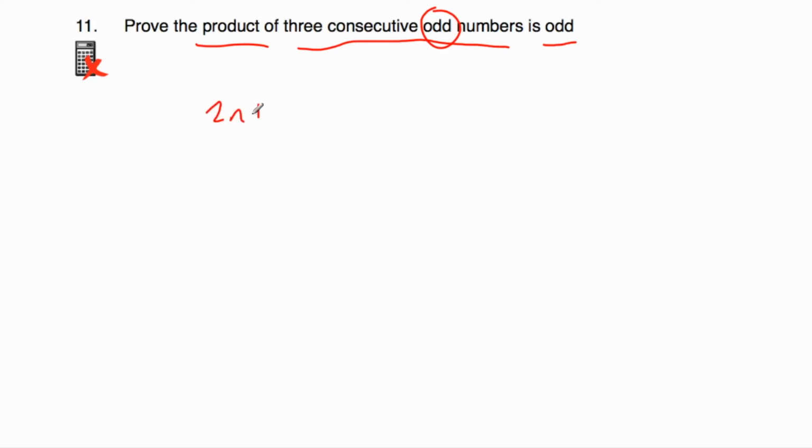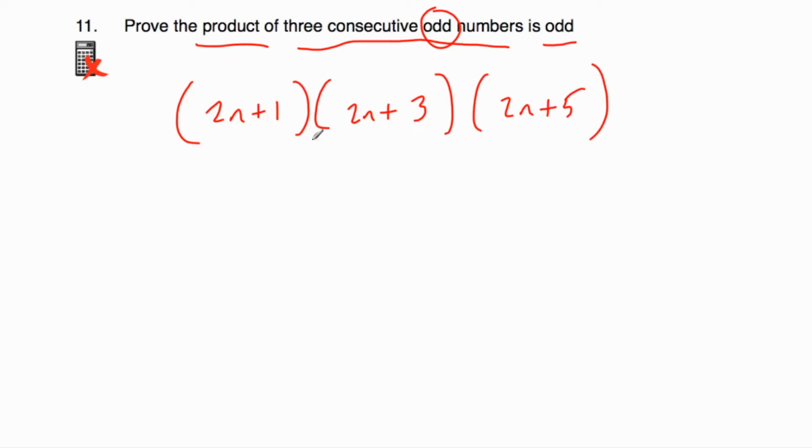So let's choose 2n plus 1, 2n plus 3, and 2n plus 5. So obviously 2n plus 2 would be even and 2n plus 4 would be even. So they are our 3 consecutive odd numbers. And we want to find their product, so we want to multiply them and see what we get. So let's start off by expanding our first pair of brackets. So let's multiply 2n plus 1 and 2n plus 3. And let's get that and then get our result and multiply it by 2n plus 5.